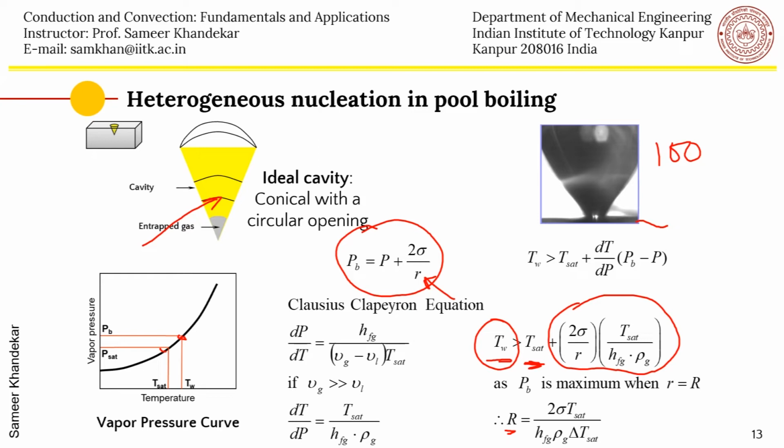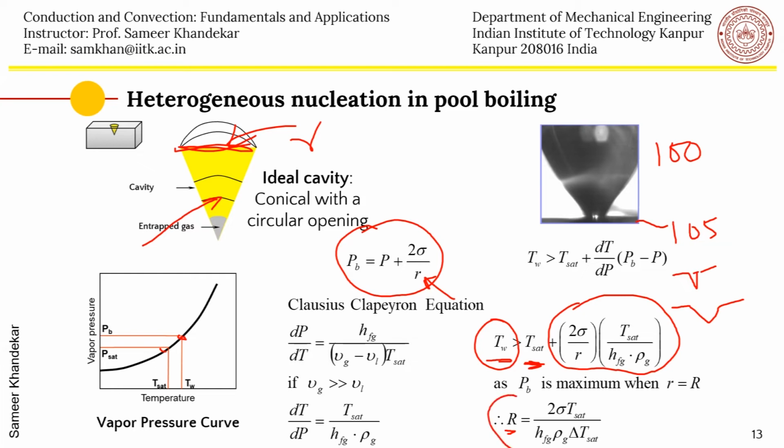So now in a real system, there will be smaller cavities, there will be larger cavities. So not all cavities will become active. Only those cavities which satisfy this condition at a given operating condition of T saturation, the surface tension of that particular liquid, the latent heat of that liquid, so those are the only ones which will become active.